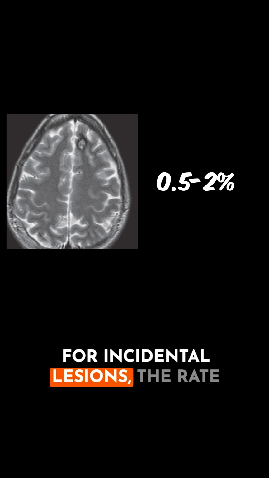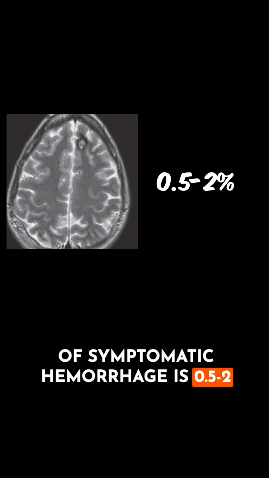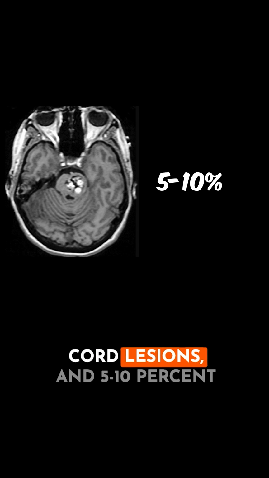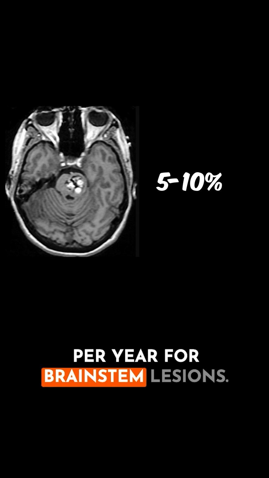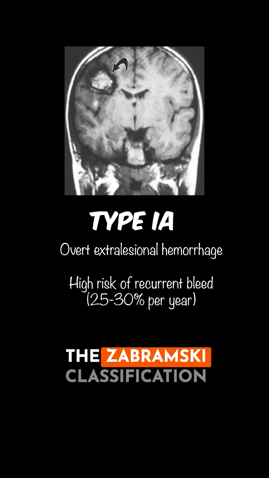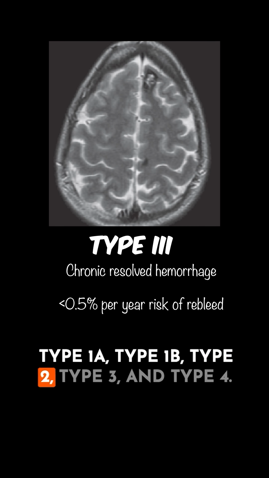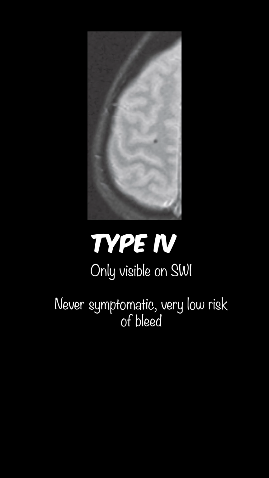For incidental lesions, the rate of symptomatic hemorrhage is 0.5 to 2% per year for superficial lesions, 2 to 5% per year for spinal cord lesions, and 5 to 10% per year for brainstem lesions. The Zabramski classification divides cavernomas into type 1A, type 1B, type 2, type 3, and type 4.